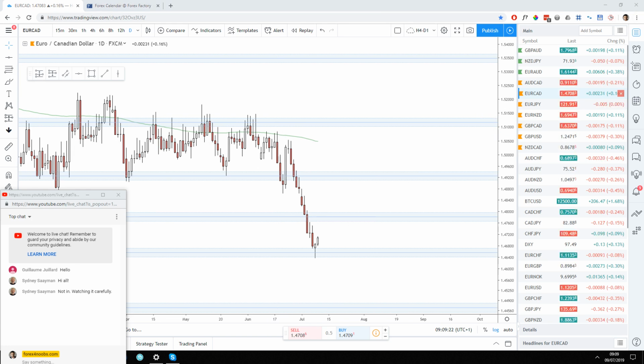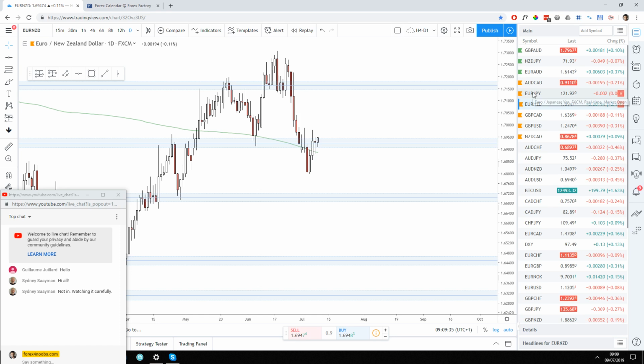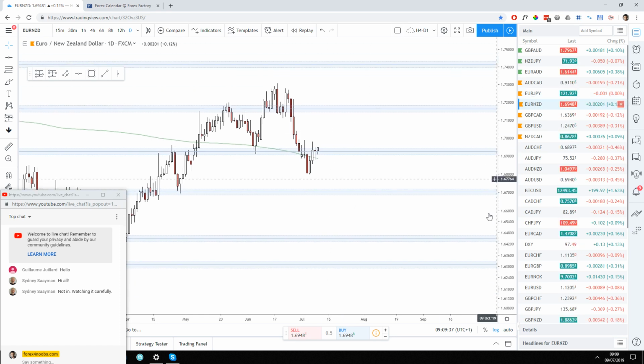Let me check the forum for this one. No one's in this one, and I see why they wouldn't be in it. It's a bit of a risky trade. So I'm going to mark this one off. We're looking at this as a potential yesterday. Right, Euro New Zealand.